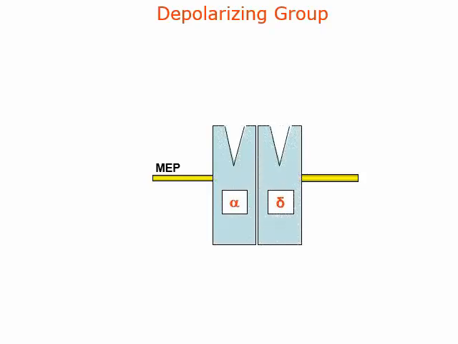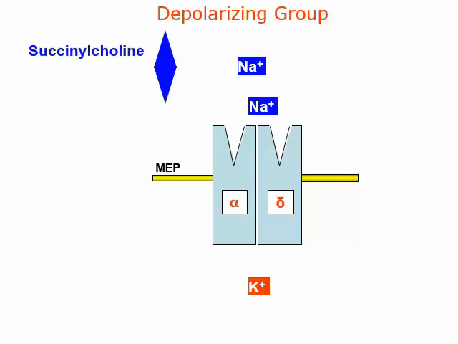This is a longitudinal section of the nicotinic ion channel. It shows 2 of the 5 subunits of the nicotinic ion channel, the first alpha subunit, and the delta subunit. The ion channel is closed at rest. The extracellular fluid contains excess of the sodium ions, and the intracellular space contains excess of the potassium ions. This is the molecule of succinylcholine, which is made of 2 acetylcholine molecules attached back to back.